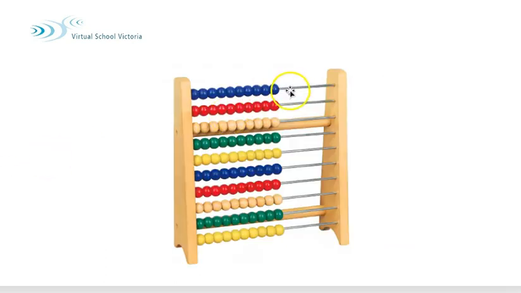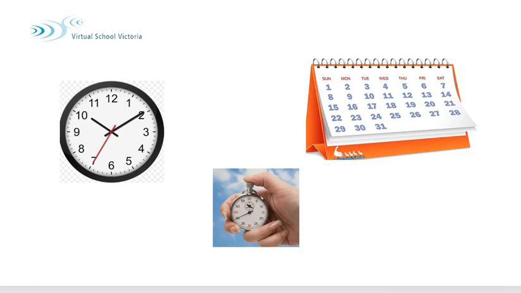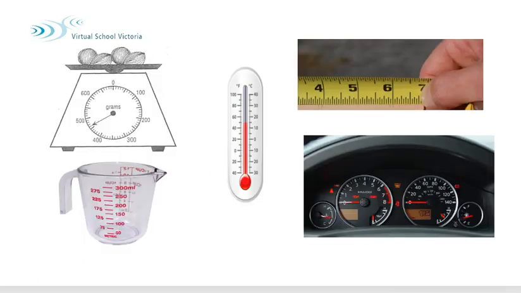Most abacuses are organised in groups of 10, and they're used for counting pretty much like we use the hundreds counting charts. Of course, these are measuring instruments for time. They're mathematical tools, and we use these a lot. The measuring jug, the scales, the ruler, and the speedometer and odometer in the car.